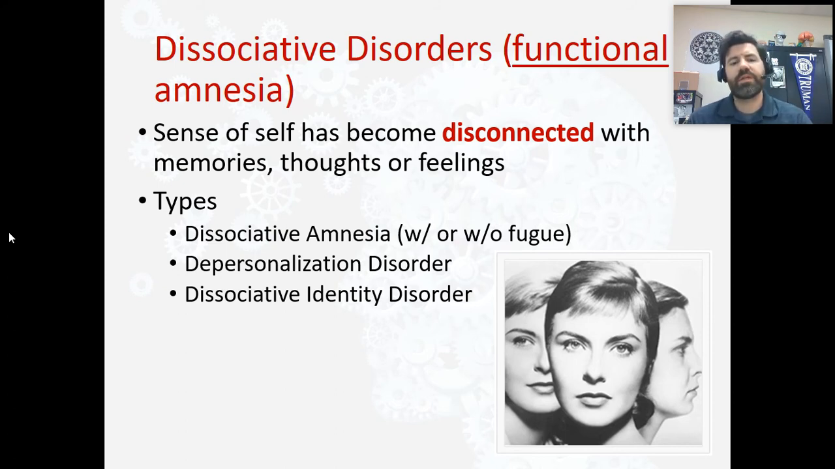And then the final one that I have there is what we call dissociative identity disorder, a very severe dissociative disorder. You have maybe heard of this before under its previous name. This used to be called multiple personality disorder. Up through the DSM-3, it was called multiple personality disorder. They changed the name with the DSM-4 to dissociative identity disorder.